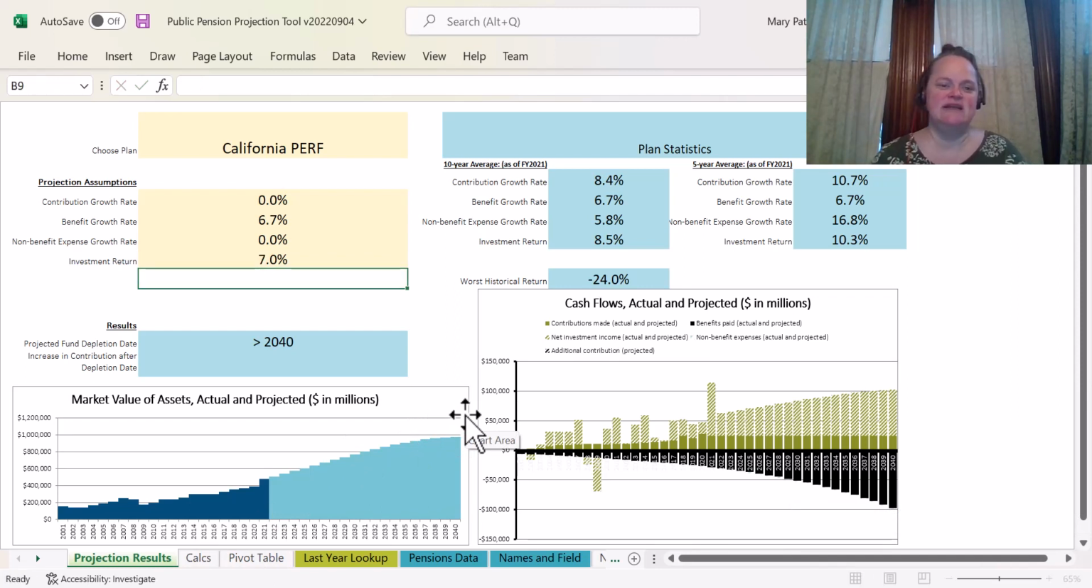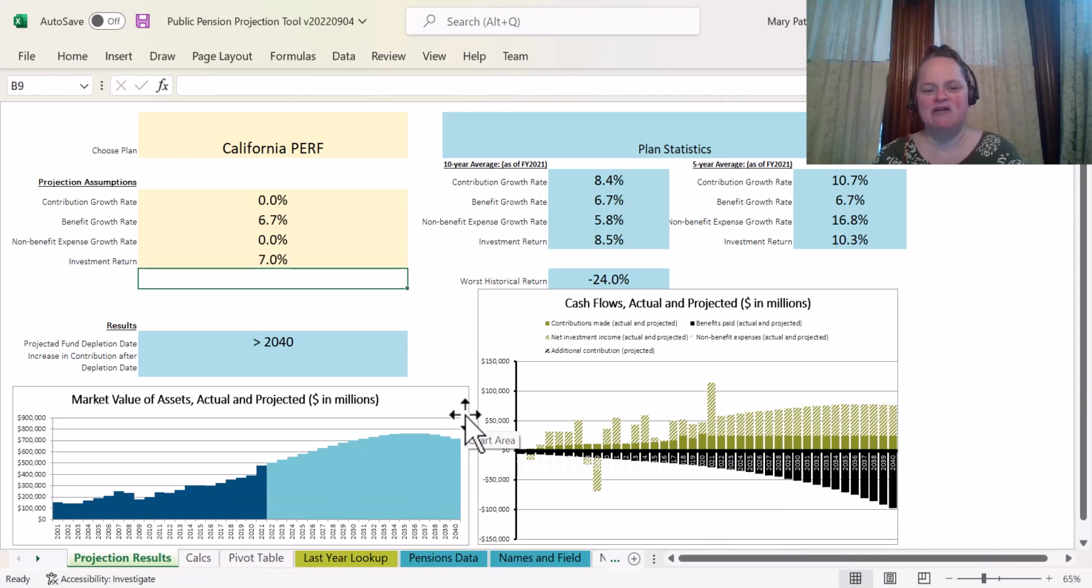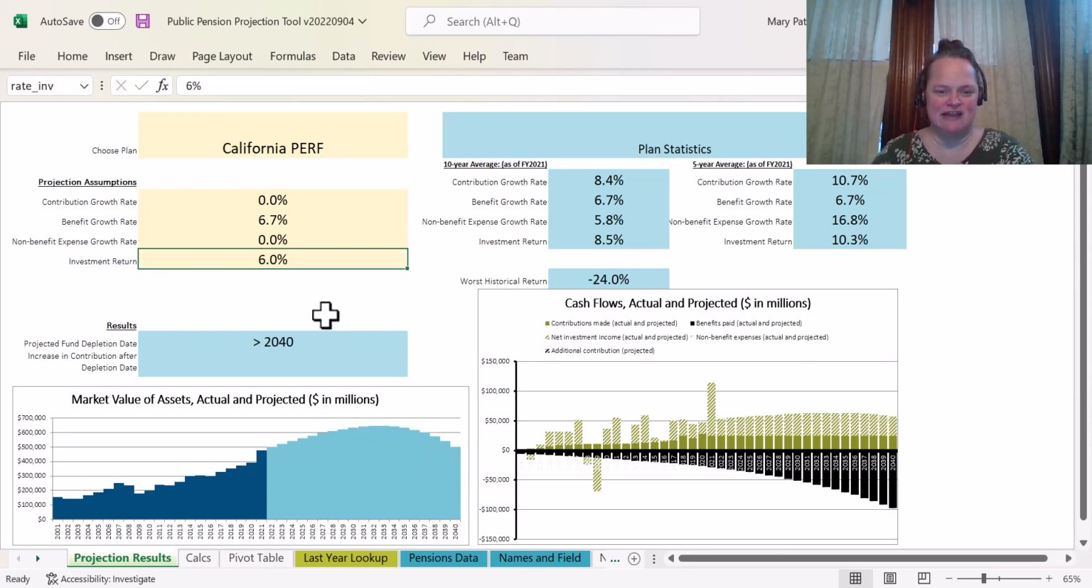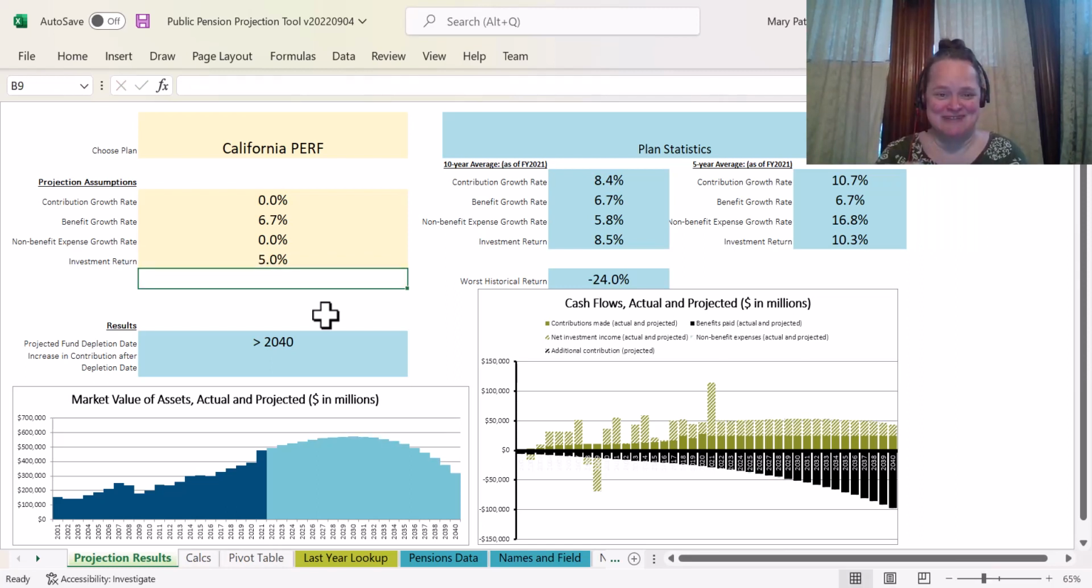Let's actually start bringing that down, and now we start to see what the dynamics look like. There will be a break-even investment return for a given contribution rate and a given benefit growth rate. You see there's this inflection point where the assets grow and then turn around. I can reduce it to 6%, and you can see that inflection point moving to the left. Do 5%. Now it's coming down.